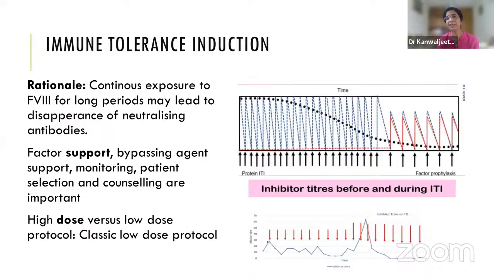Monitoring of the patient: besides bleeding, this patient can have anaphylaxis, because we are giving factor in the presence of already existing antibodies. Patient selection is important for the desired results, and so is counseling that all this effort may not give fruitful results. So all that is important. The options are high dose versus low dose. We at AIIMS classically use the low dose protocol.